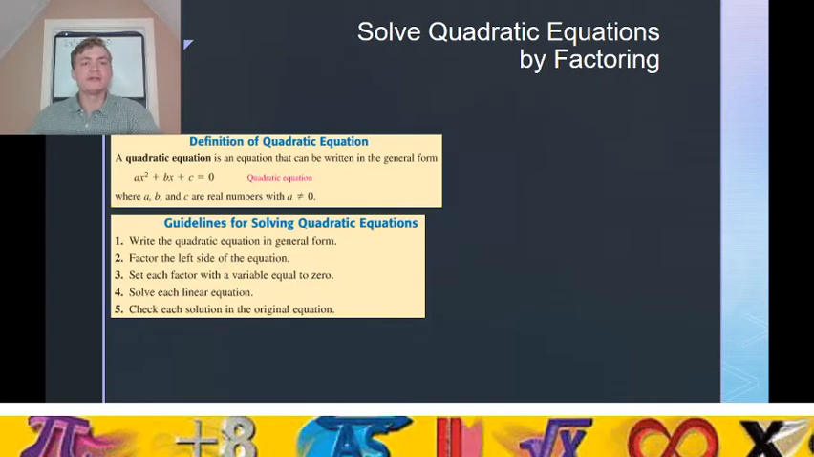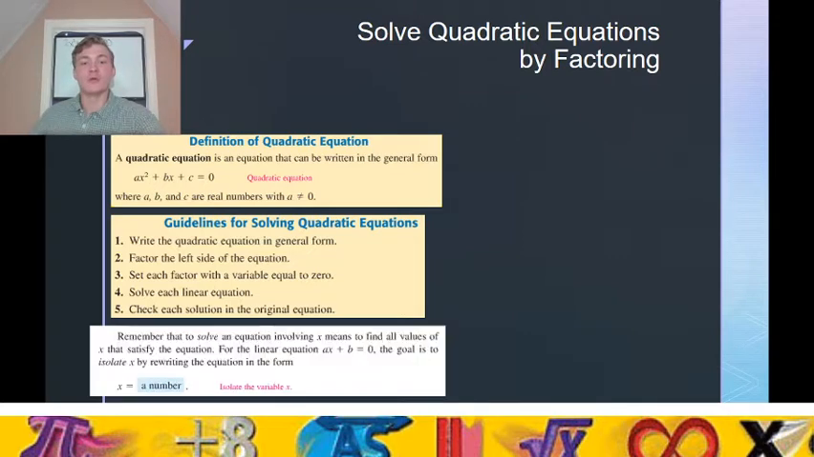So our guidelines here: write it in general form. In other words, we want to have the largest exponent first, followed by the next largest. We then want to have our equation set equal to 0. We then factor our polynomial expression, set each factor equal to 0, and then solve each of the equations. Thereafter, check our solutions in the original equation.